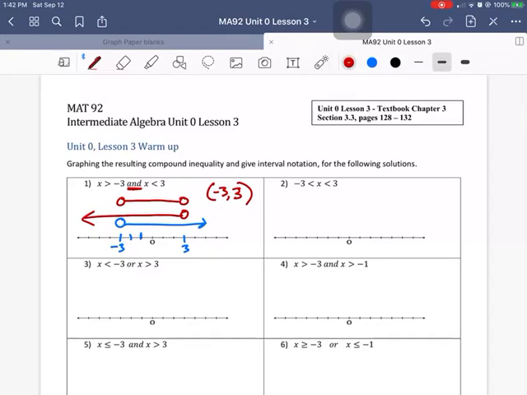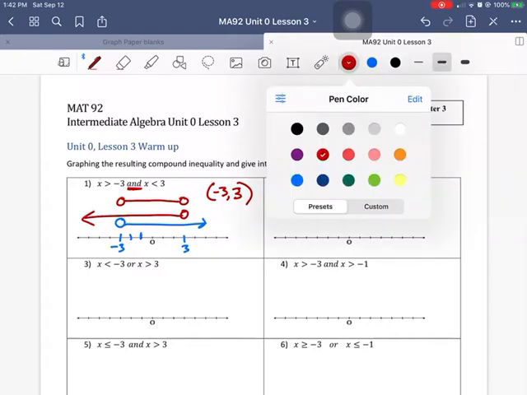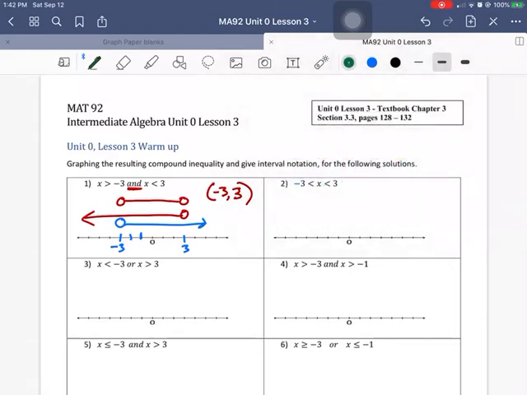I probably don't have that many colors. Oh, I do. Okay. This is the final graph here because it represents the overlap numbers. Think about it, 0 is greater than negative 3 and it's also less than positive 3. So x could be 0.